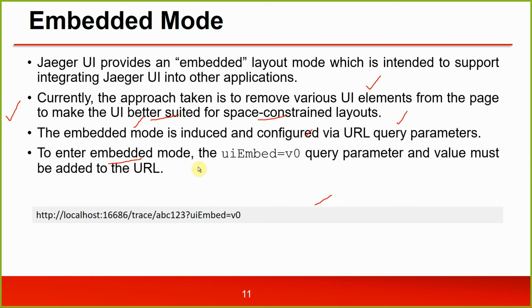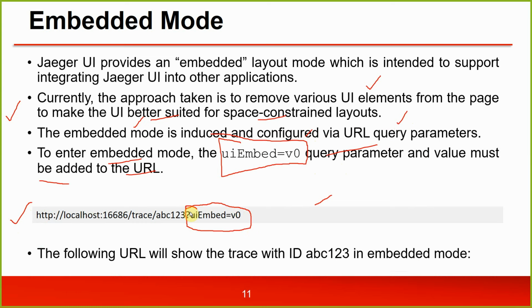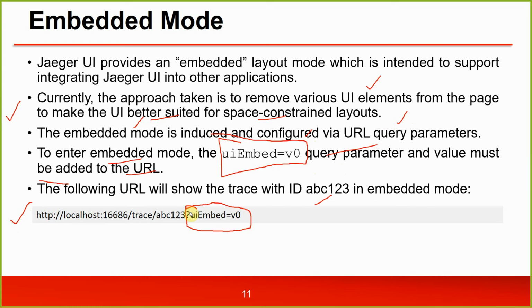To enter the embedded mode, you need to set this value, uiEmbed=v0, as a query parameter, and the value must be added to the URL. For example, localhost:16686/trace/ABC123?uiEmbed=v0, where you are specifying the embedded UI equal to v0. This URL will show the trace with ID ABC123 in embedded mode.